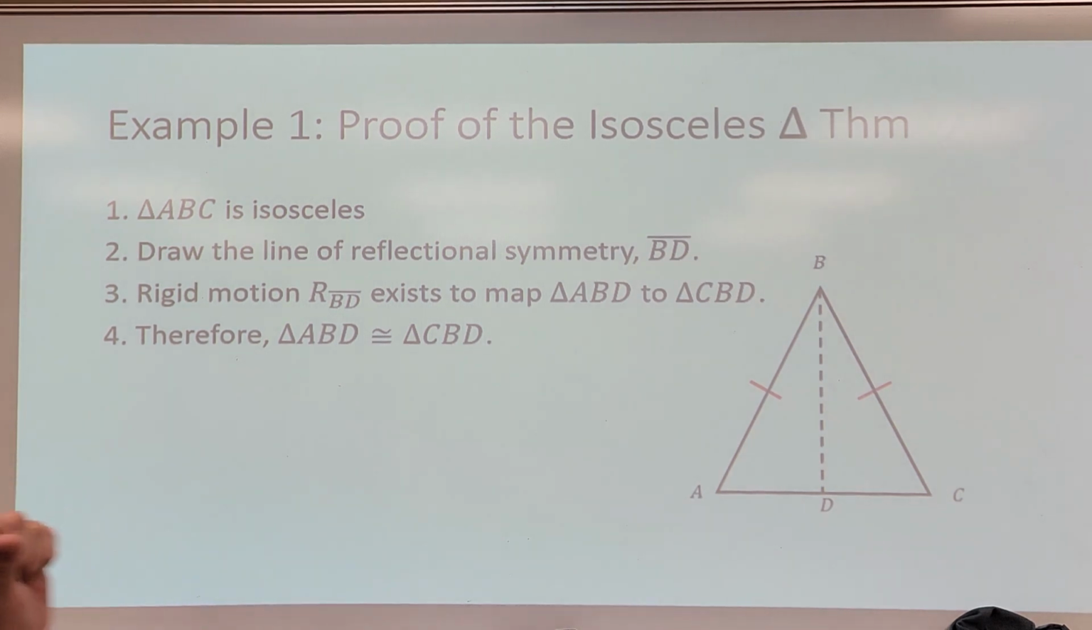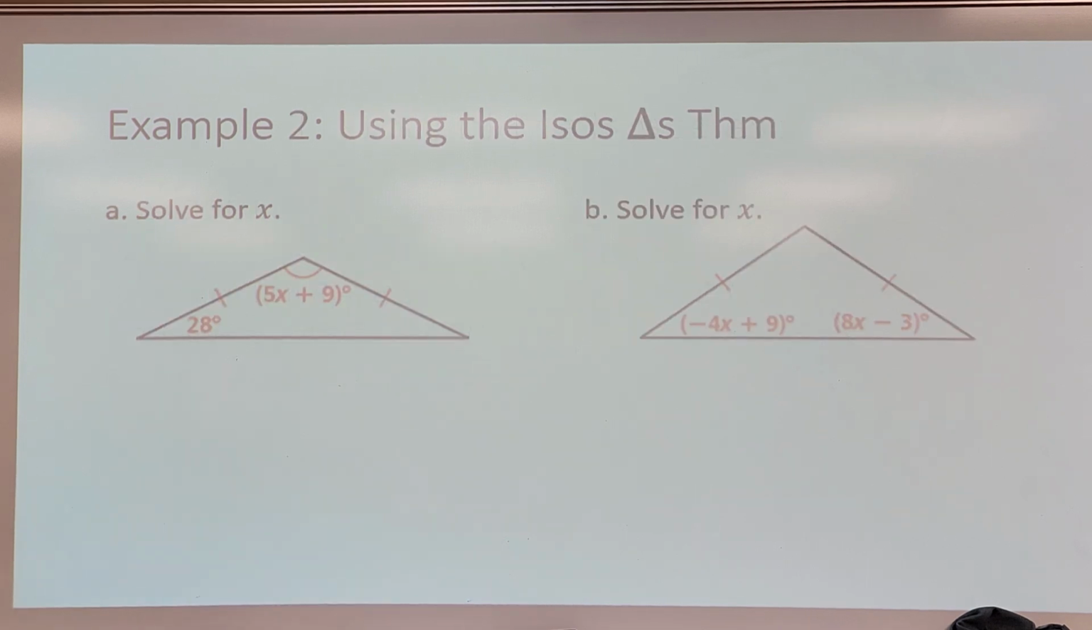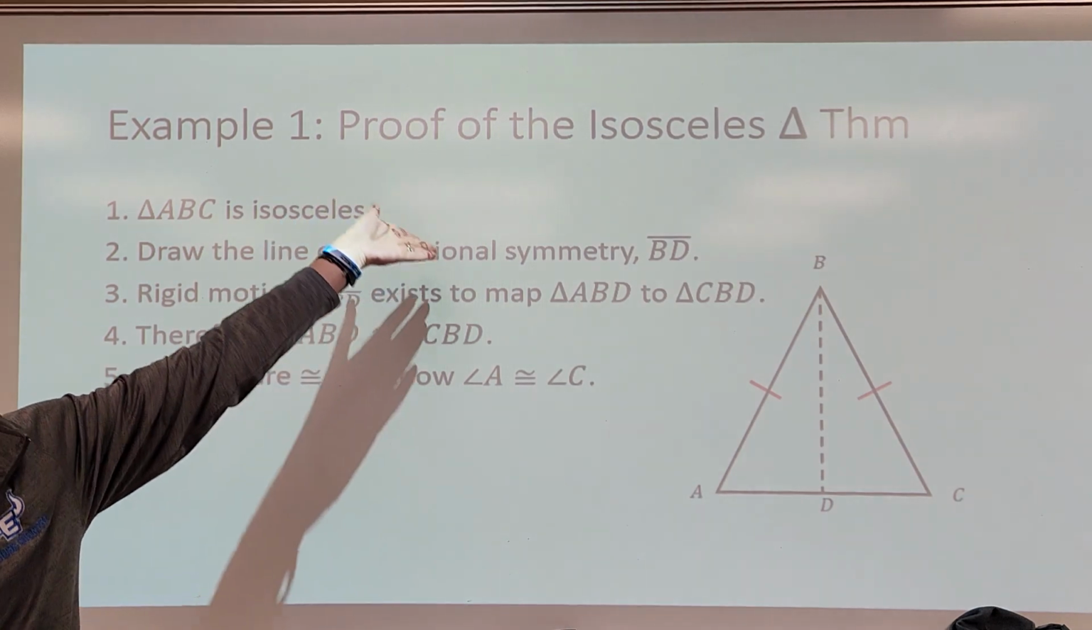Sorry for the bell. And therefore we have these congruent corresponding parts, the angle at A and the angle at C. All right, whoops, I went too fast to that. So this is an explanation.